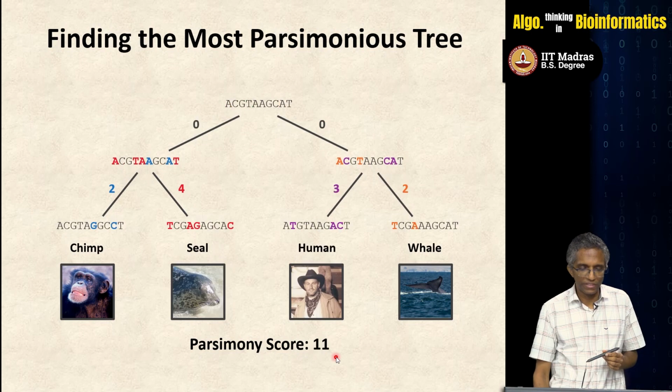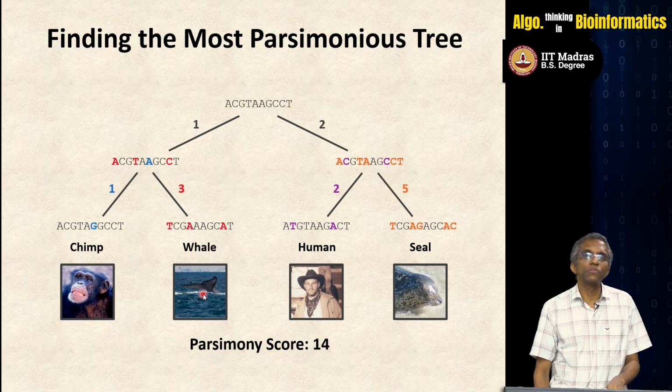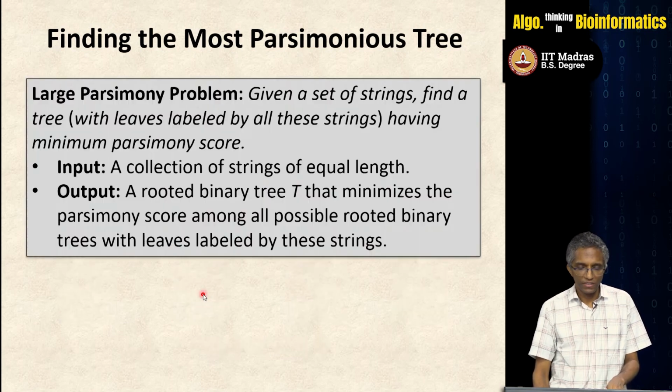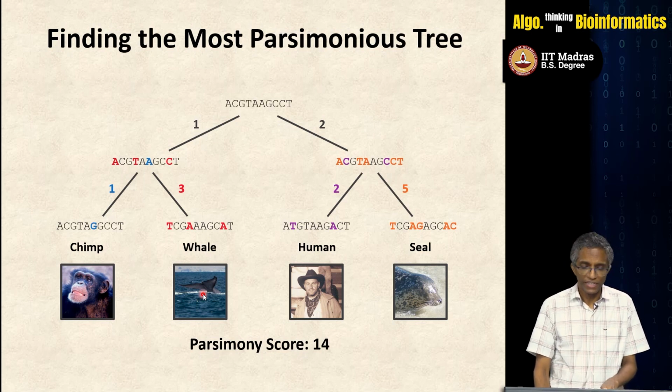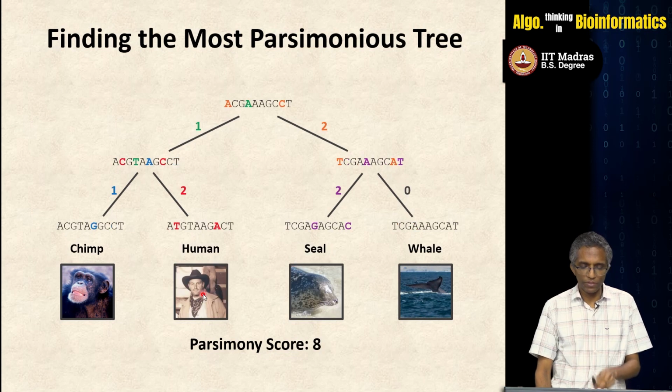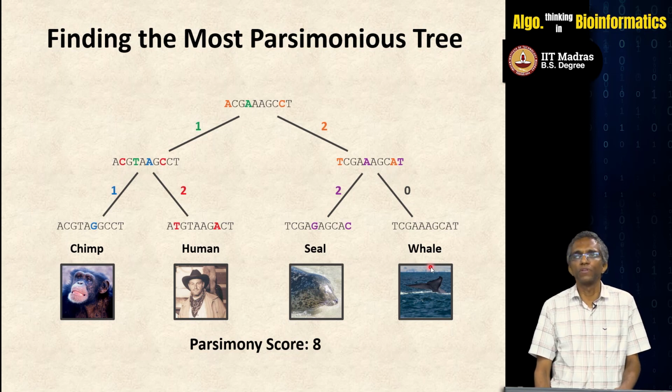So, it was initially 8 and it increases to 11. We can also look at chimp and whale being together and then the parsimony score will become 14, right. And these are the different ways in which you can get all the possible topologies among 4 species, right. And so, you can see that among all of them, the parsimony score of 8 supported by chimp and human together and seal and whale together is the best among all of these topologies.